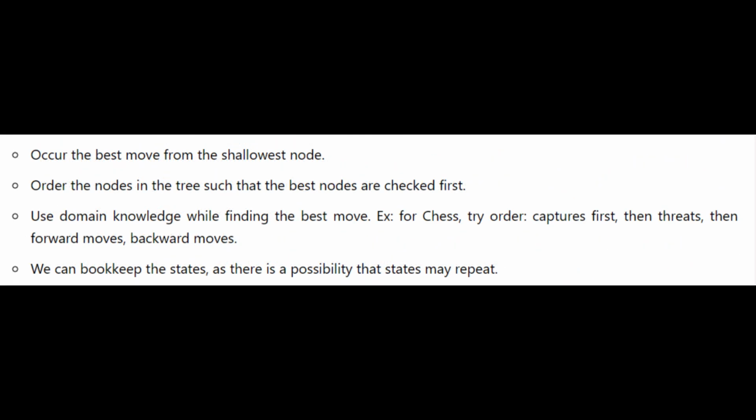Rules to find good ordering. Following are some rules to find good ordering in alpha-beta pruning. Occur the best move from the shallowest node. Order the nodes in the tree such that the best nodes are checked first. Use domain knowledge while finding the best move. For example, for chess, try order: captures first, then threats, then forward moves, backward moves. We can bookkeep the states, as there is a possibility that states may repeat.